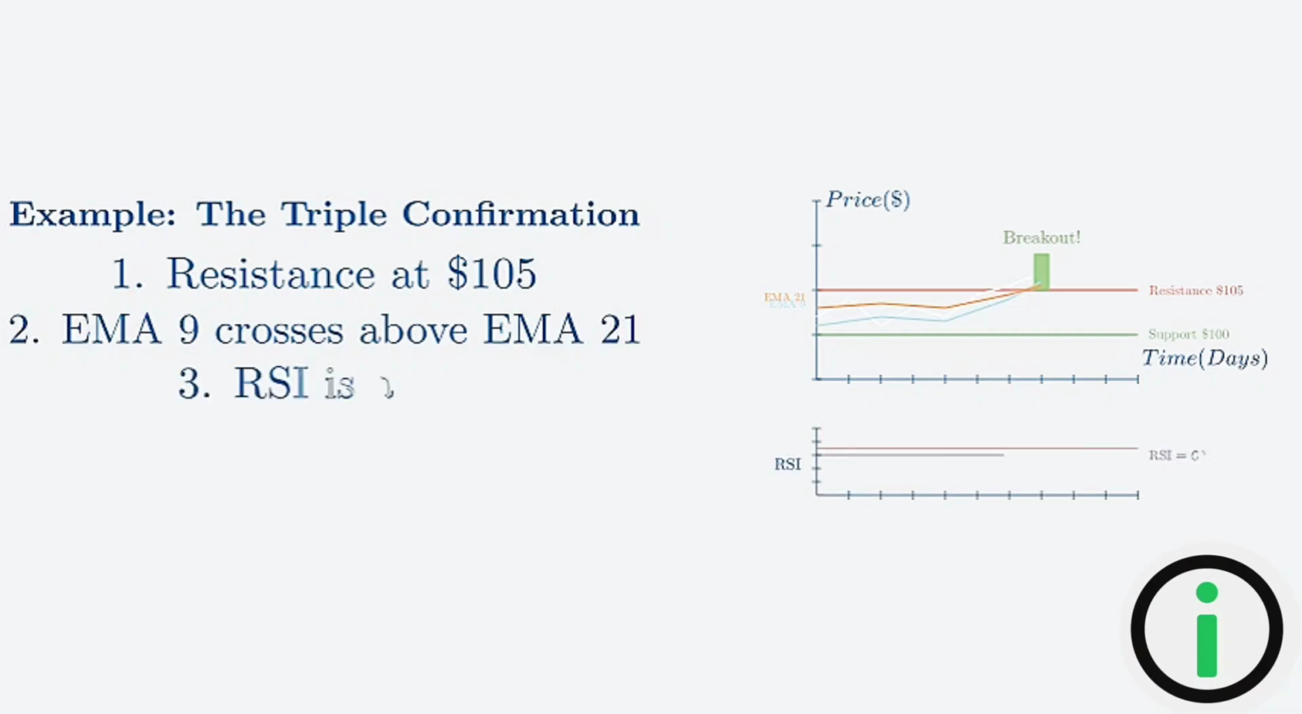Finally, we check the RSI. It is at 60. This is perfect. It's strong, but not yet over 70, so it's not overbought yet. There is still room to grow.